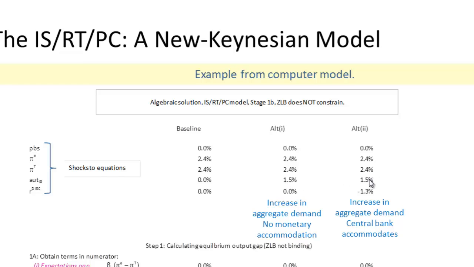And then here in alternative 2, we're going to have that same increase in aggregate demand, but now we're going to suppose that the central bank accommodates that. And how does it accommodate that? By lowering interest rates on a discretionary basis.